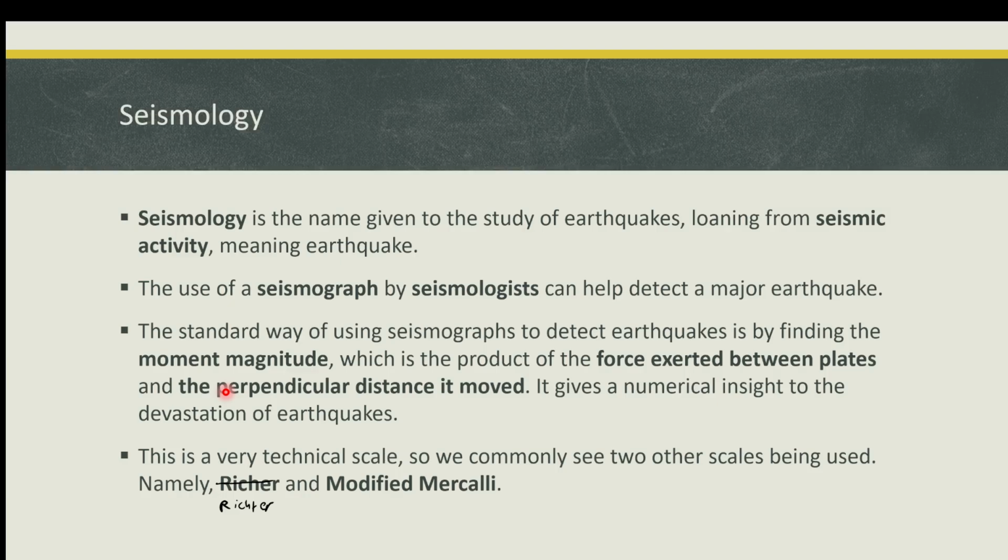But for those who don't do physics, essentially, a moment is how much force is being exerted on the plates and how much it moved perpendicularly from its start point to the end point. Obviously, the higher the moment magnitude, the higher the force or distance, which could affect the strength of an earthquake.